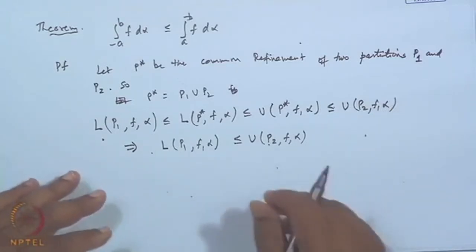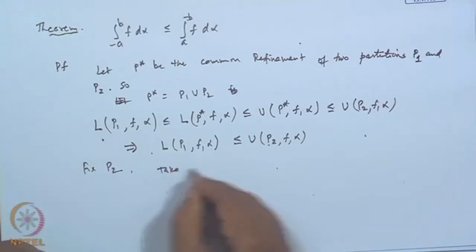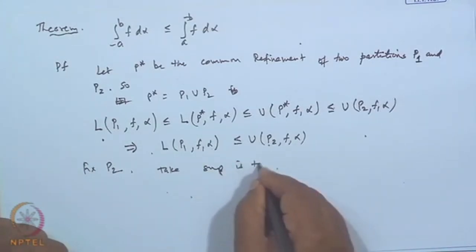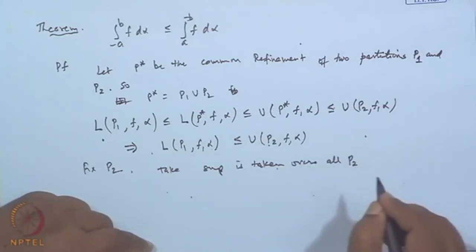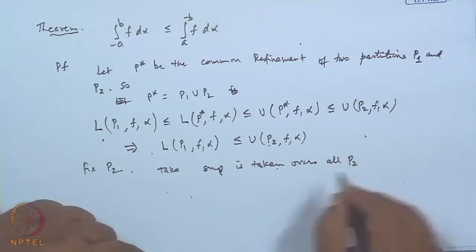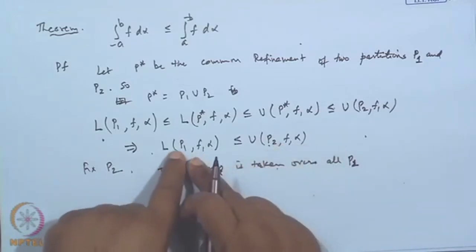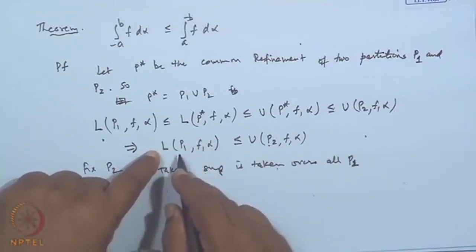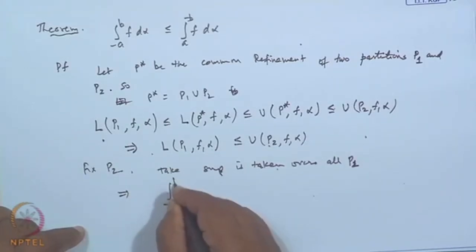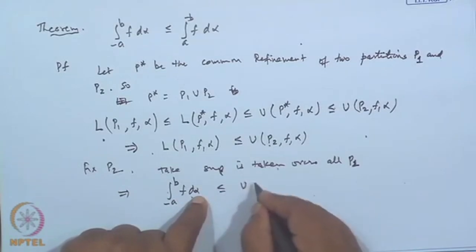Is it okay? Now, what we do here is, let us fix P2, a fixed partition P2, and take the supremum value. Let us see first that the supremum is taken over all P1. This I am fixing, and here I am taking the supremum over all P1. So, when you take the supremum over all P1, then this will give the lower sum. So, we get from here the lower integral from a to b of f d alpha. This is the lower Riemann-Stieltjes integral, and then less than or equal to U(P2, f, alpha).